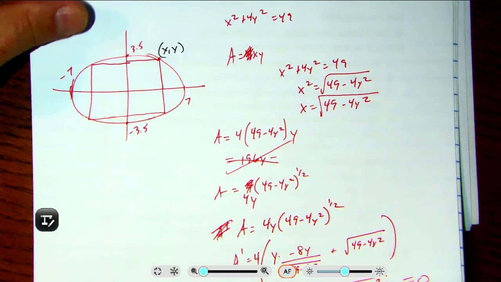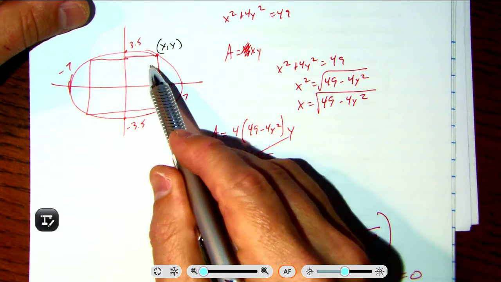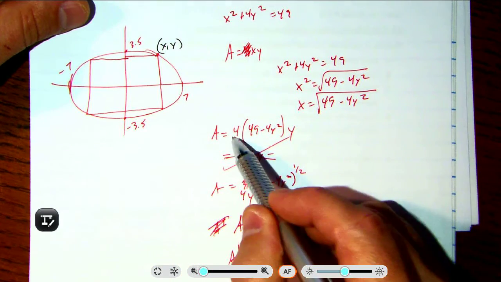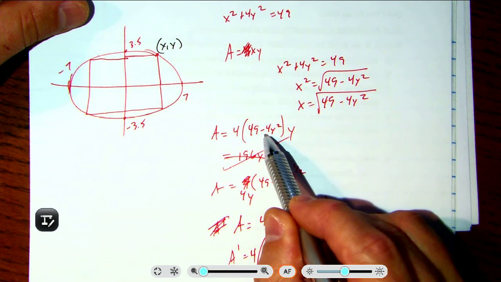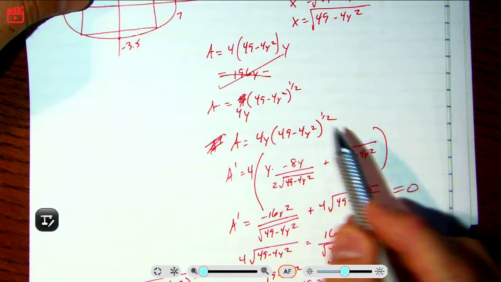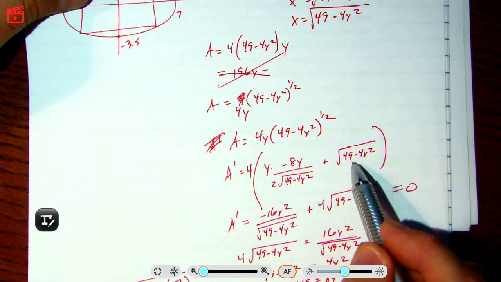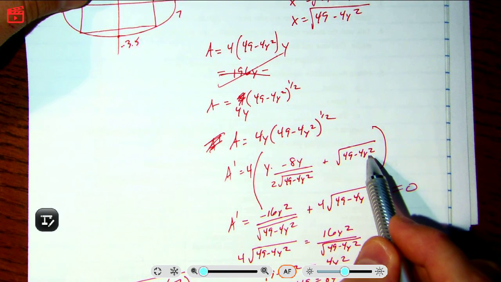So you start off solving for one of the variables. The area of this whole thing right here is going to be 4 times x times y. If x equals that, x goes in there. Then multiply this together. Take the derivative. It's 1d2 plus 2d1. That's where you get this piece over here, the rad 49 minus 4y squared.